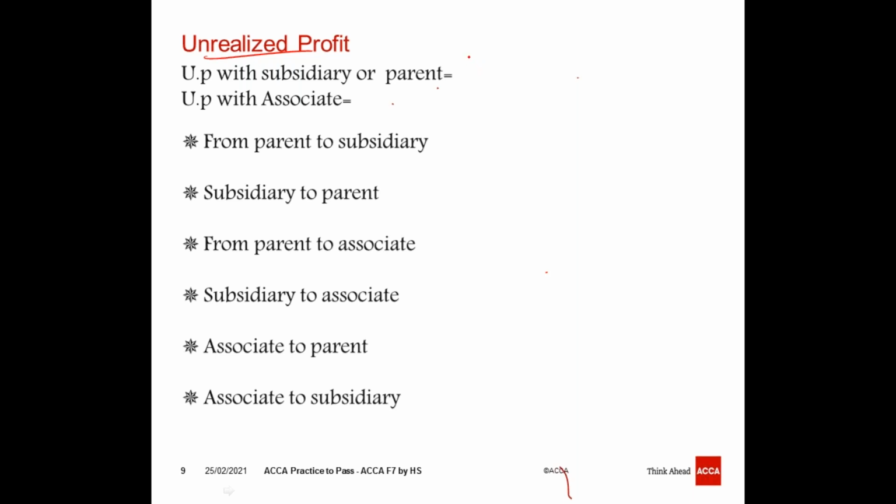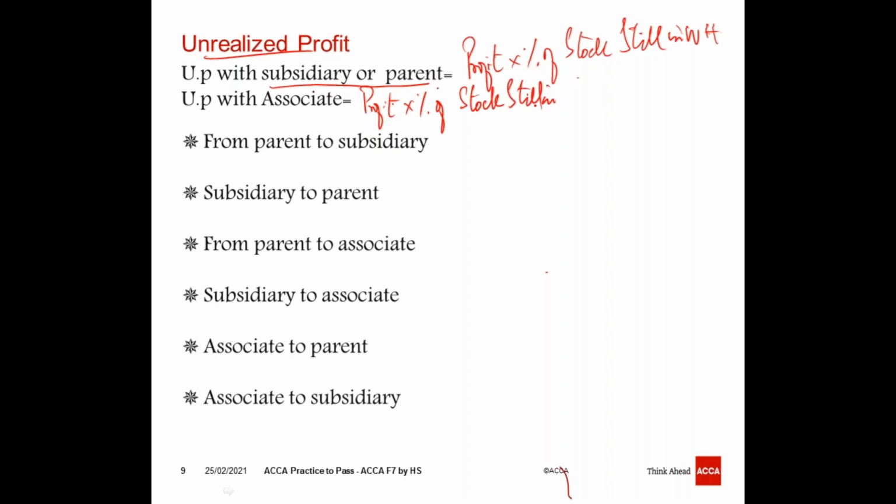So the unrealized profit will be the profit in the original transaction multiplied by the percentage of the stock still in the warehouse. That's the formula if there is a transaction between parent and subsidiary. But if there is a transaction with the associate, the initial formula will be the same: multiply by the percentage of stock still in the warehouse, then multiply by the associate percentage. So we use the associate percentage in order to calculate the profits.